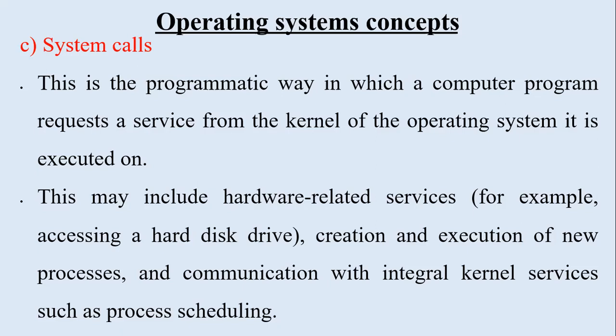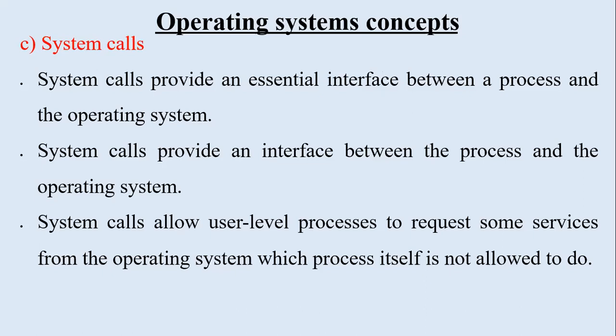So in other words, a system call is a request that is passed from an application program to the operating system. It is a request that is expecting some kind of response. There are various types of requests that can be made, and a request is a system call. System calls provide an essential interface between a process and the operating system.